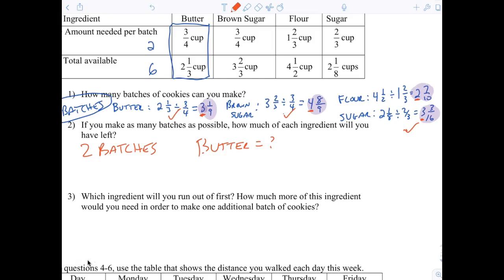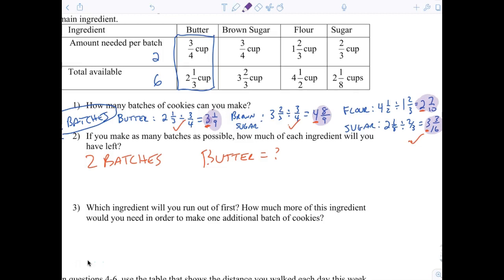All right. What I'm asking you is, this is what I have. Everybody, listen. This is how much I have. Butter. I'm making how many batches? 2. If I make 2 batches, somebody tell me how much butter am I going to use? What? 3. How are you getting that? Come on, guys. You have a calculator.